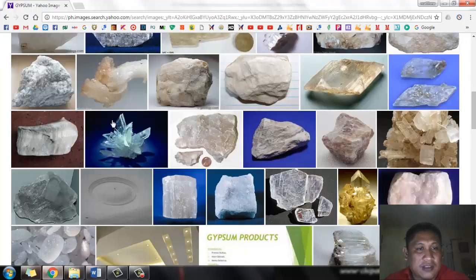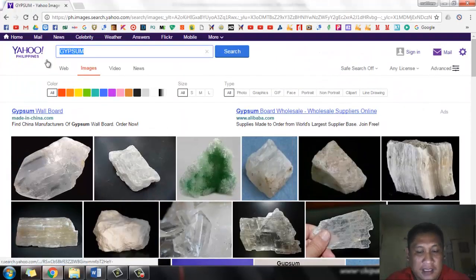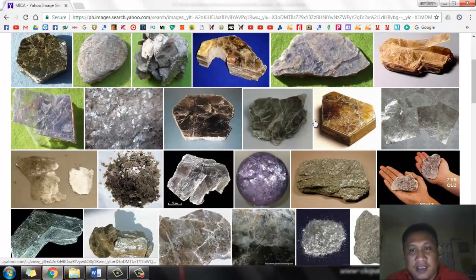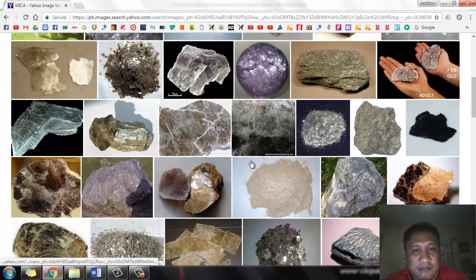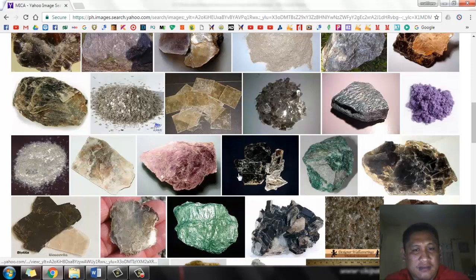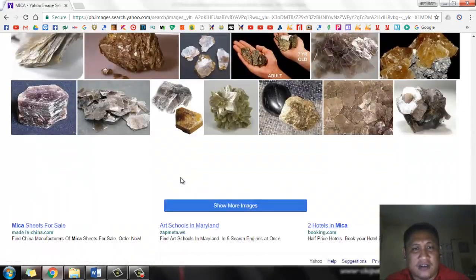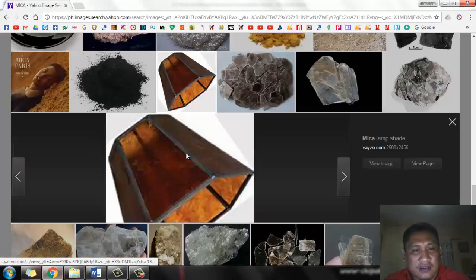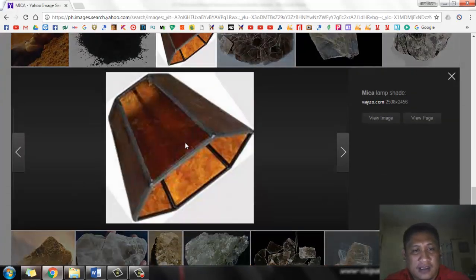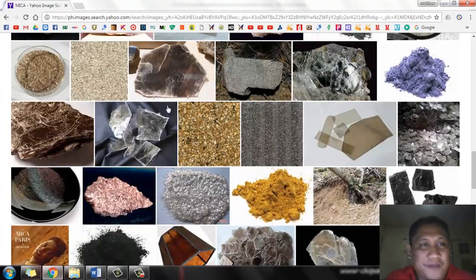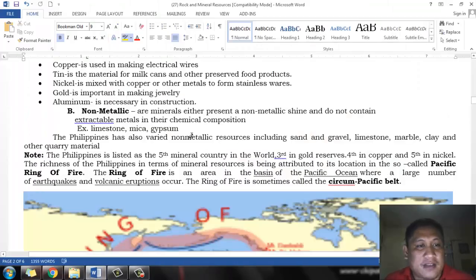Mica, or I do not know how to pronounce that. Mica. Oh, see? These are also examples of mica. We can actually make use of this mica in constructions, no? In our decorations, in our jewelries, no? This one is actually made up of mica in our lampshade, no? These are very expensive minerals.